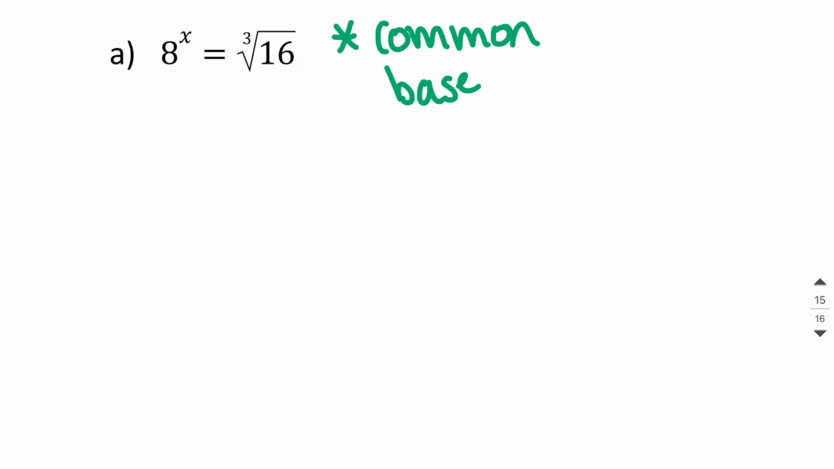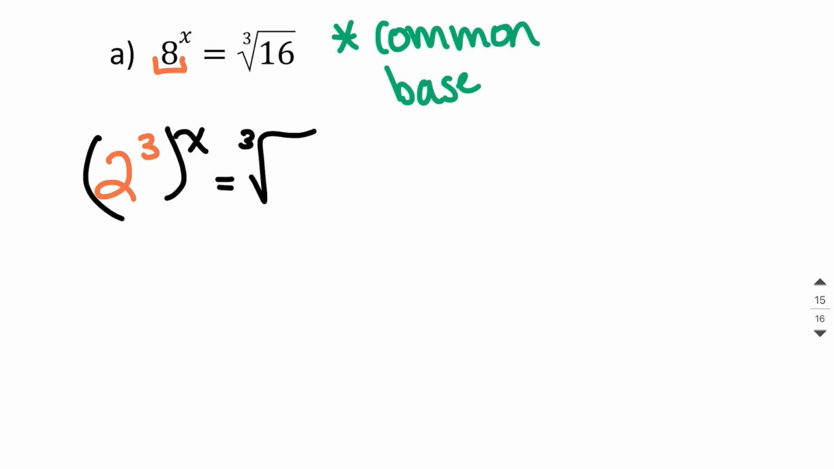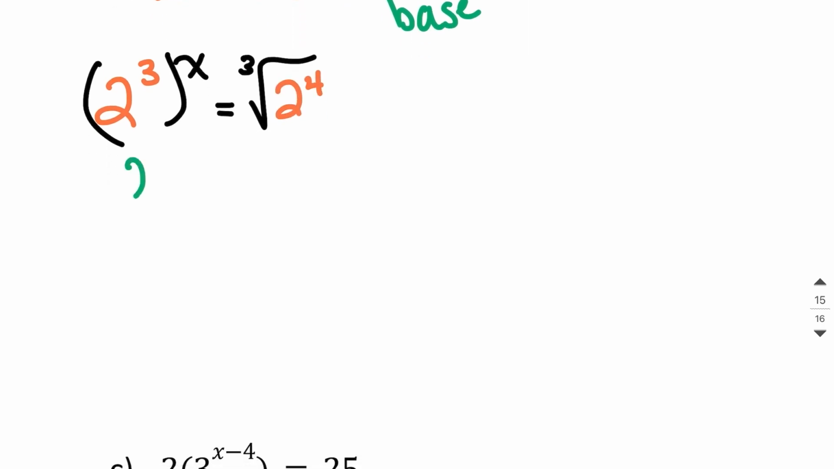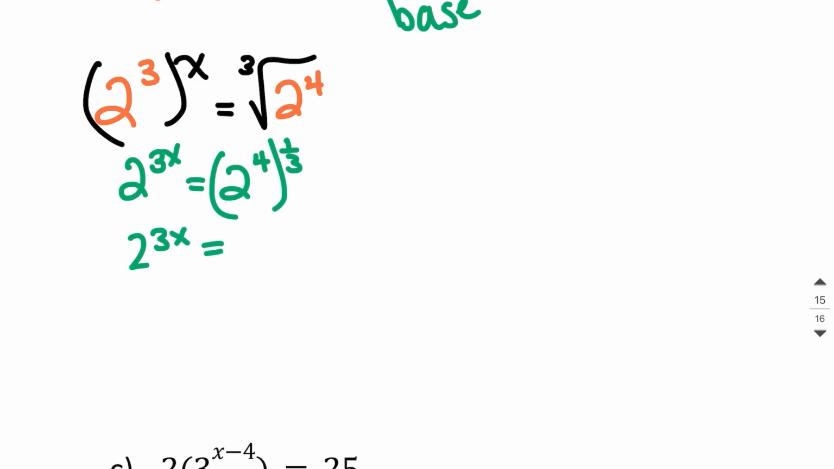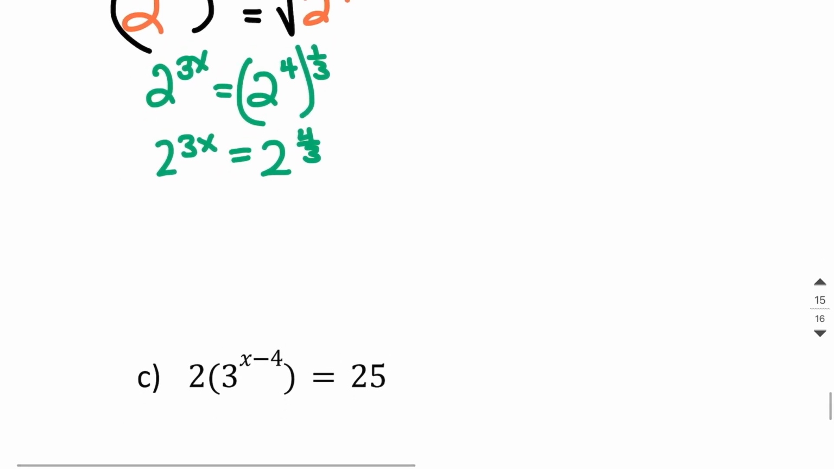And 8 and 16 both can get a common base of 2. So I'm going to rewrite this as 2 to the power of 3. That's what 8 is, okay? And that's being raised to the power of x. And then that's going to equal the cube root of, and then we also know that 16 is 2 to the power of 4. Well, right here, this ends up becoming 2 to the power of 3x equals 2 to the power of 4. And then this is being raised to the power of 1/3 because that's what the cube root means. So then this is 2 to the power of 3x equals 2 to the power of 4 over 3, because when you have a power to a power, you can just multiply exponents.